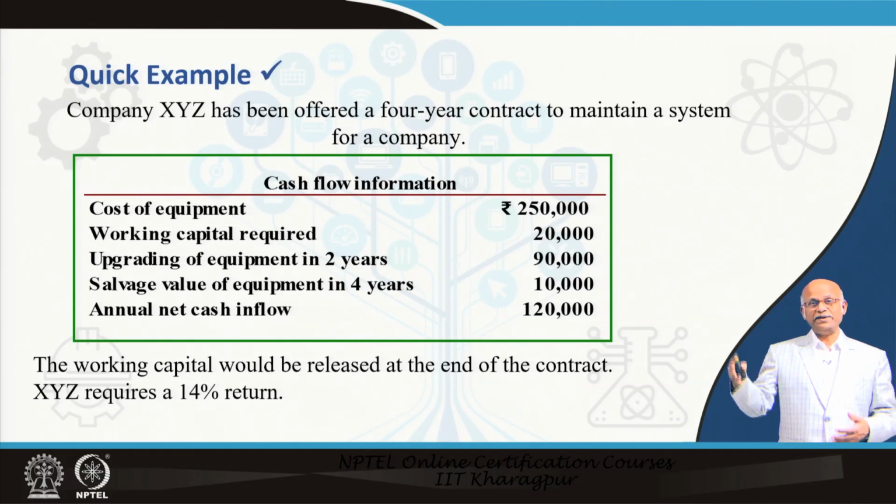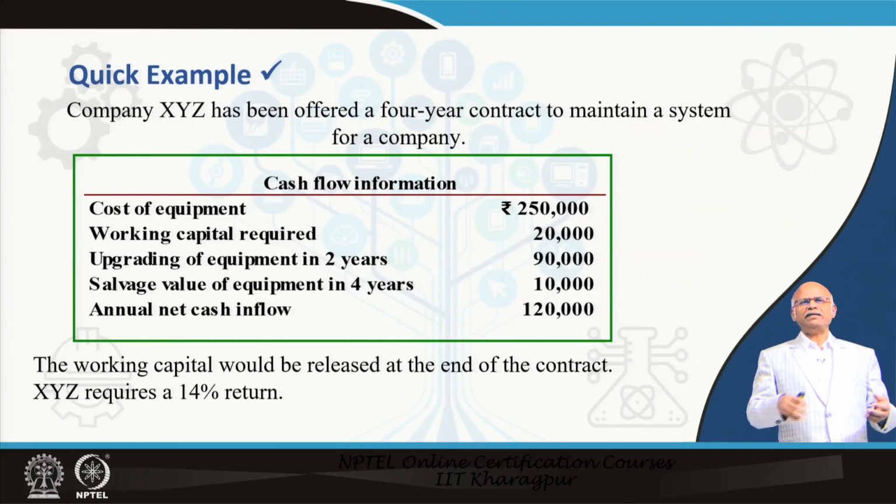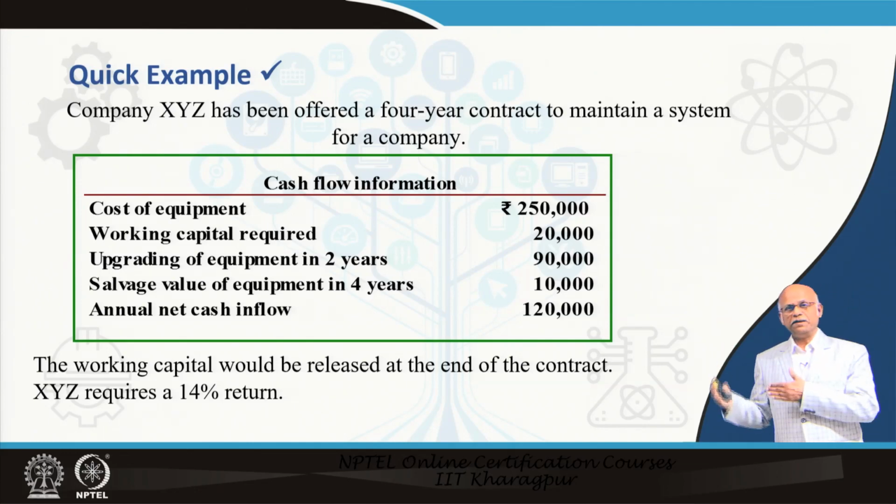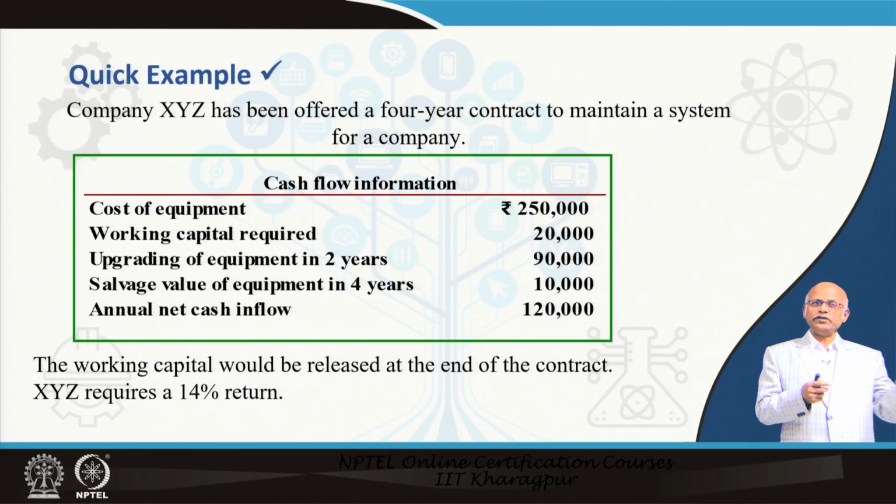Salvage value at the end of the period, the end of your contract horizon, you are going to get back 10,000 rupees by selling the equipment. Then the contract value itself is 1,20,000 every year. Every year the company is going to pay XYZ company 1,20,000 rupees.